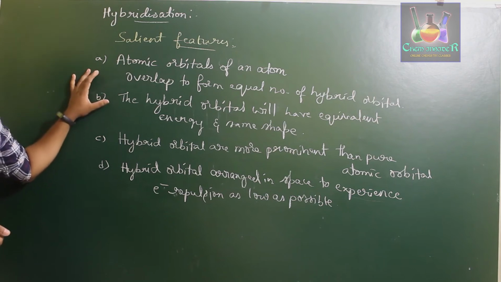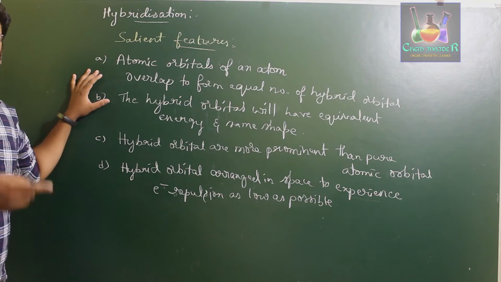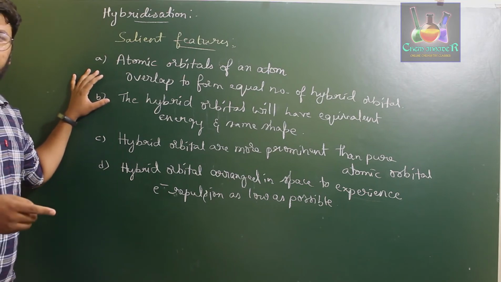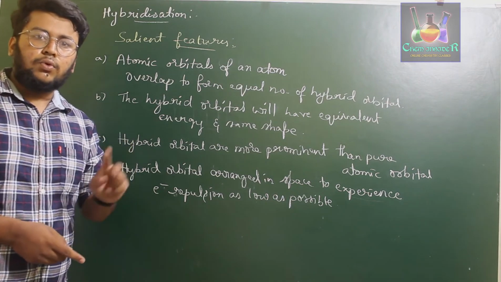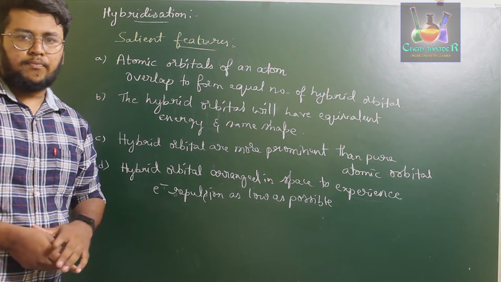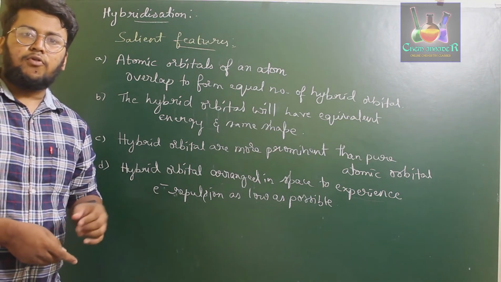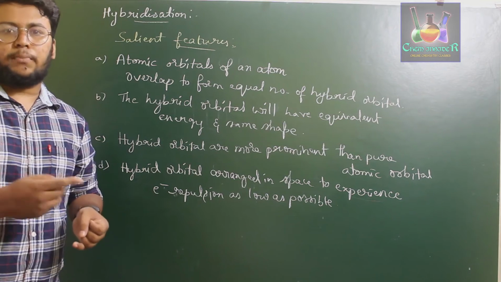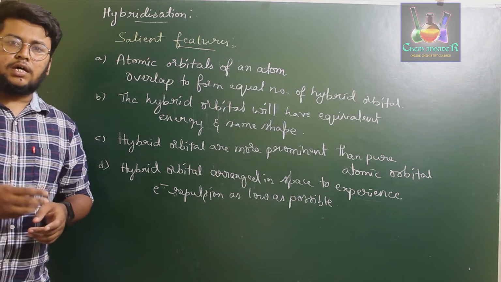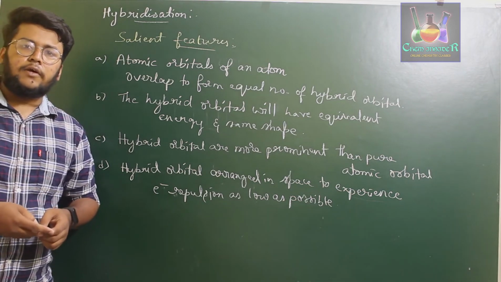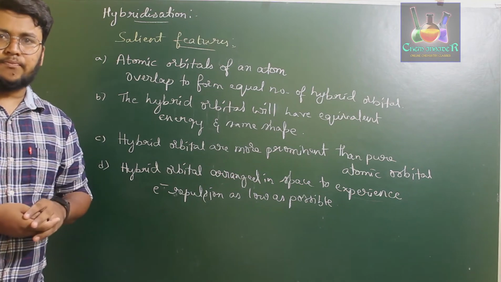That is, atomic orbitals when they overlap with one another form an equal number of hybrid orbitals. If 1s and 1p are hybridized, then they form 2 sp hybrid orbitals. If 1s and 2p orbitals are overlapping, then they form 3 sp2 hybrid orbitals. If 1s and 3p orbitals overlap with one another, they form 4 sp3 hybrid orbitals.